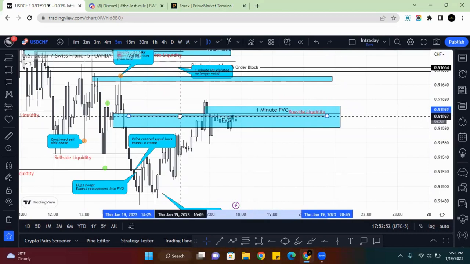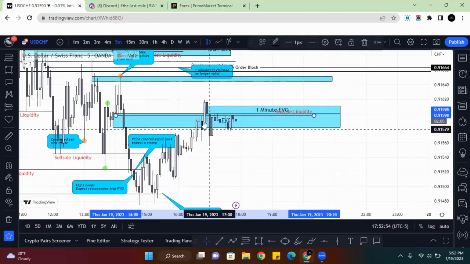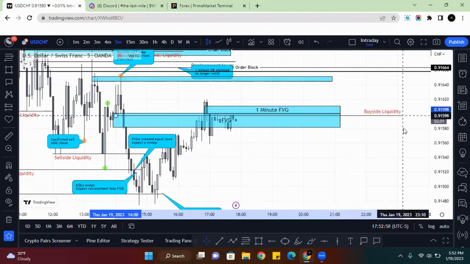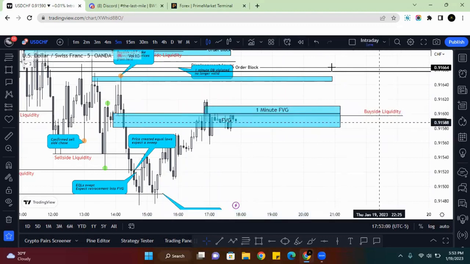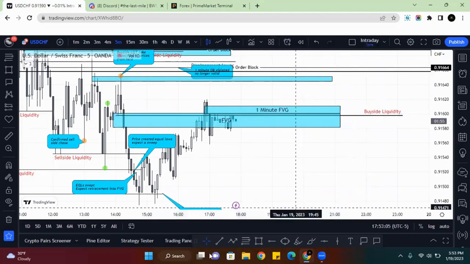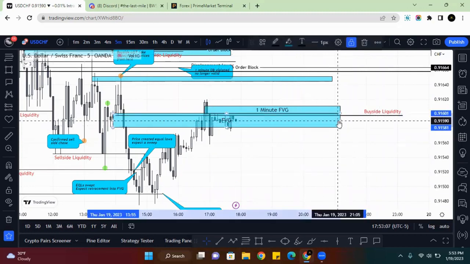I would say buy side liquidity stops right here on this last high. That's where it kind of stopped it. Let me move this to the right. That's where the buy side liquidity stopped. I can make that a little thicker too so that you guys can see it better. That's where the buy side liquidity stopped right there. And then the fair value gap was created.